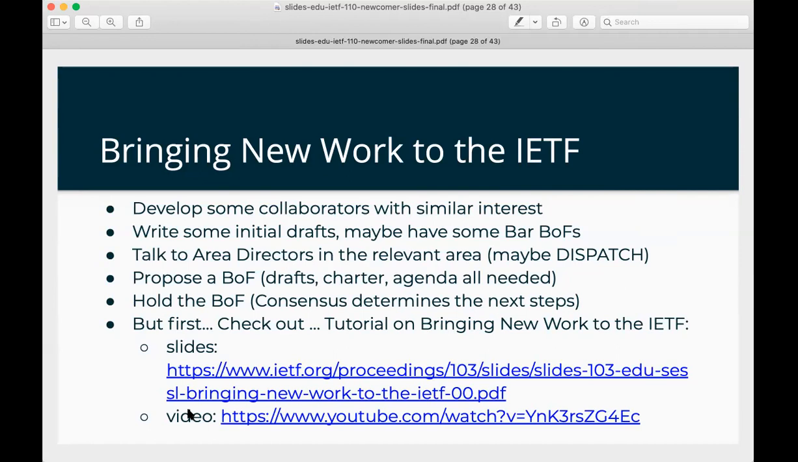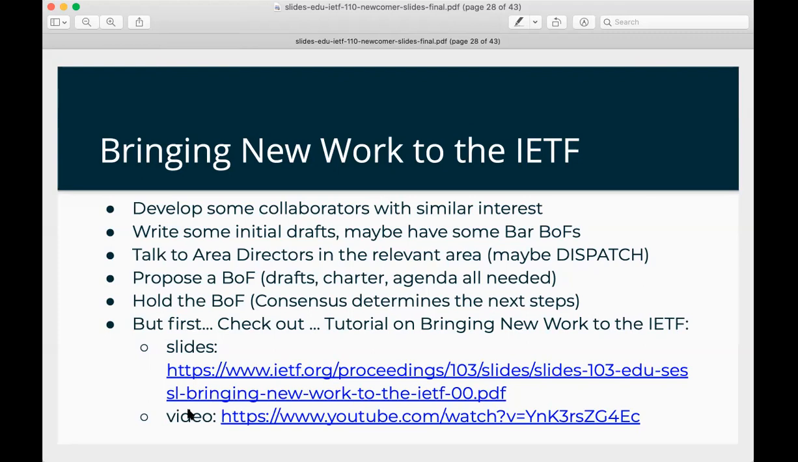Next thing would be some initial drafts and maybe even have some BOF-offs. Now, the initial draft is really just a way to get your ideas down on paper so that other people can think about them and digest them. A BOF-off is nothing more than an informal gathering. And as I'm saying this, I'm thinking maybe for the online version of this tutorial, we should change those words to something that might mean more in the virtual world. But basically, write some drafts, have some informal meetings.